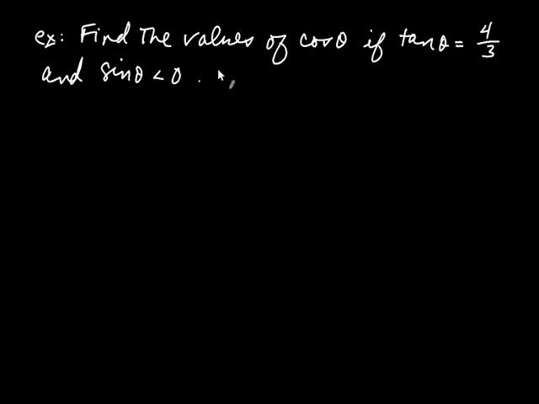Okay, let's try one more that illustrates a really delicate point for us. Let's find the value of cosine of an angle if we know that tangent of the angle is 4/3 and sine of the angle is less than 0. So looking at this right away, the first thing I notice is that I'm looking for cosine, and they tell me about tangent, right? Now you have to be really careful with this.